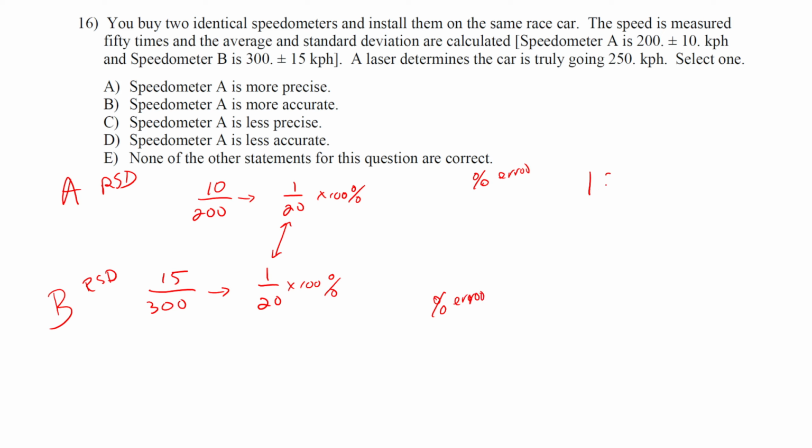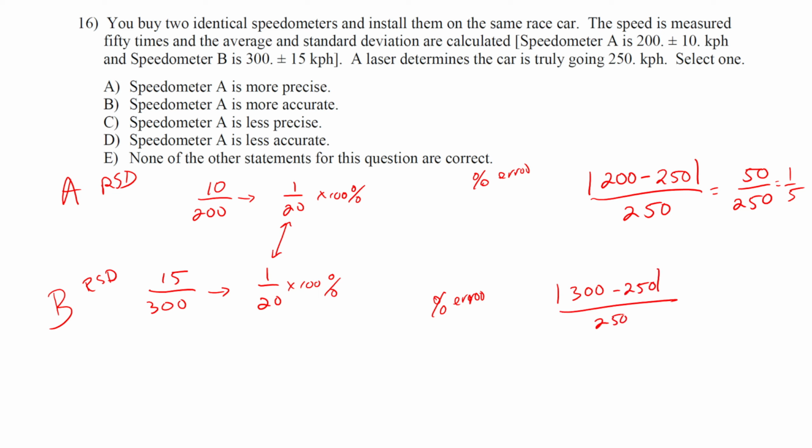Absolute value of 200 minus the real value, 250, divided by 250 equals 50 over 250, right? 1 over 5 times 100, of course. And here we have 300 minus 250 over 250, which solves to 50 over 250, or 1 over 5. We can see they have the same accuracy. So neither is more precise or accurate than the other. None of the statements for this question are correct.